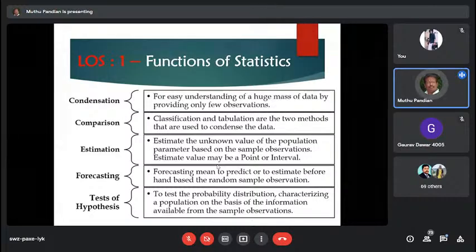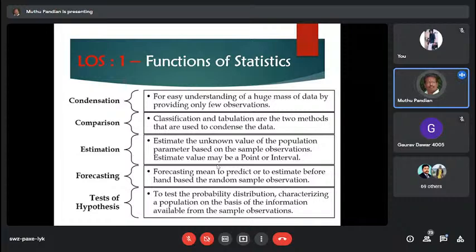And then comparison. After you classify like this, you compare the composition of my class: how many people are above average, below average, like that. This type of comparison you can do. That is what we call comparison.